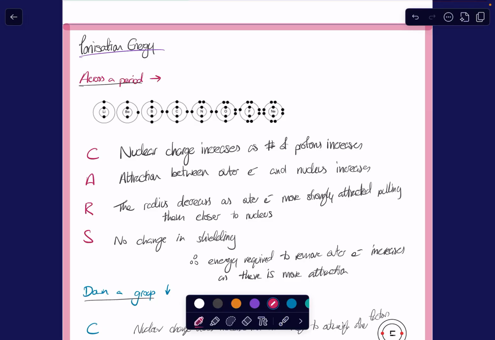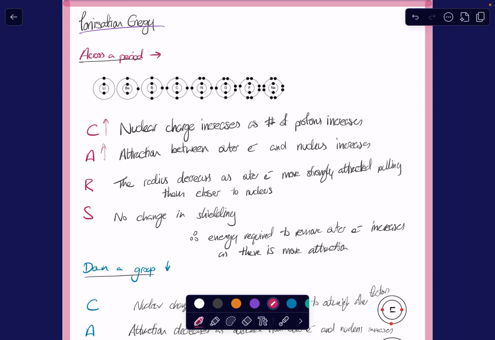That's how I would write that. And I would do this to make my life easier. Charge goes up. If my nuclear charge goes up, my attraction also goes up. So the attraction between the outer electron and the nucleus increases. Let's go to the next point. Now, radius. All of these aren't to scale, and you can see they're basically the same size, but there is a bit more nuance to that.